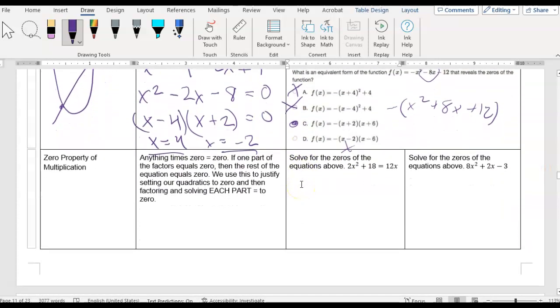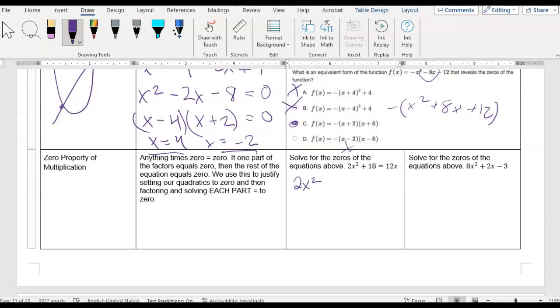Let's look at the zero property of multiplication. So anything times 0 equals 0. So the point of this is that when we're looking for the zeros, if we find one factor that equals 0, the whole thing will equal 0. So that's why we set each factor to 0. So solve for the zeros of these equations.